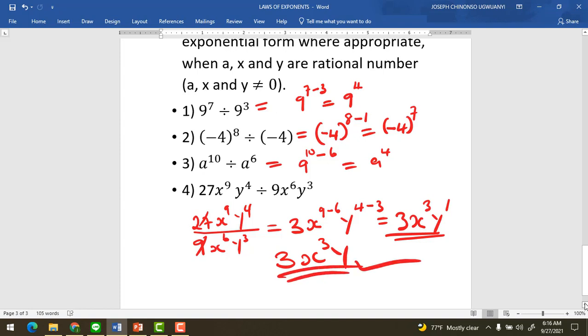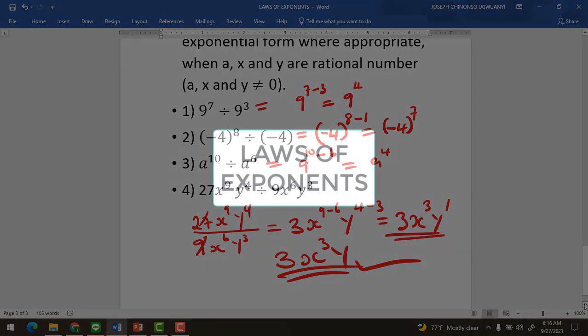So that is how we use the first and second law of exponents. It's very important that you saw how everything is being broken down in this lesson.